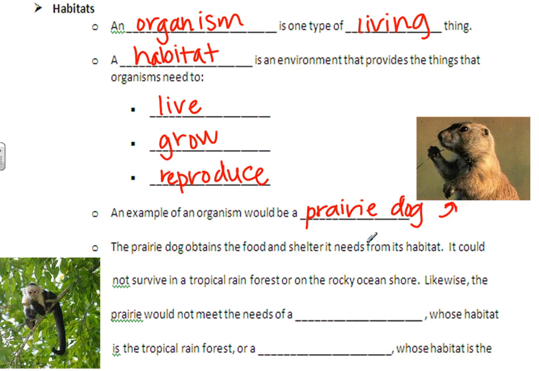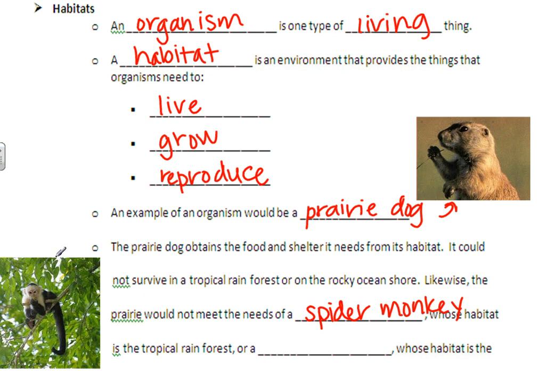Now, the prairie dog obtains the food and shelter it needs from its habitat, and it couldn't survive in a tropical rainforest or on the rocky ocean shore. That's not its habitat. It would not be able to live, grow, and reproduce there. Likewise, the prairie would not meet the needs of a spider monkey, whose habitat is the tropical rainforest.